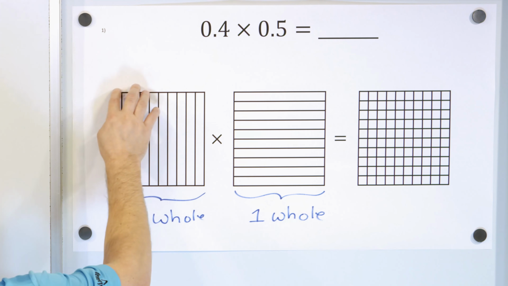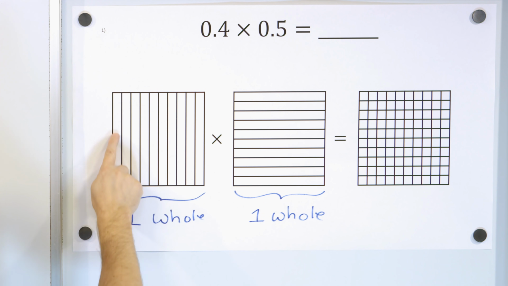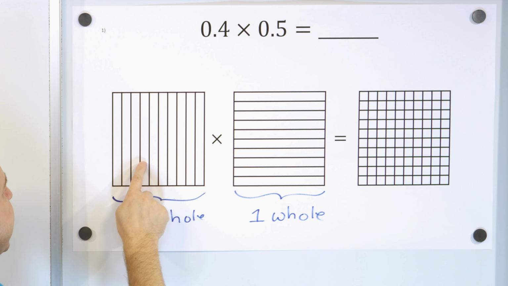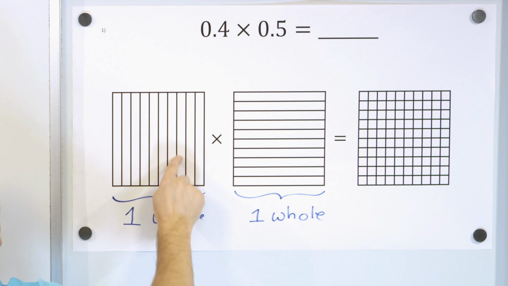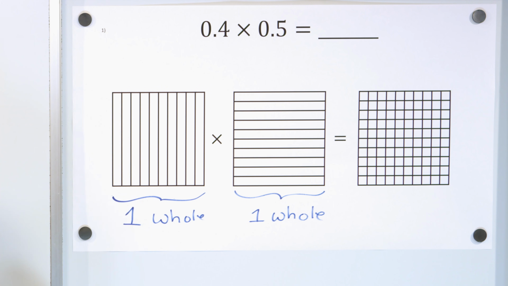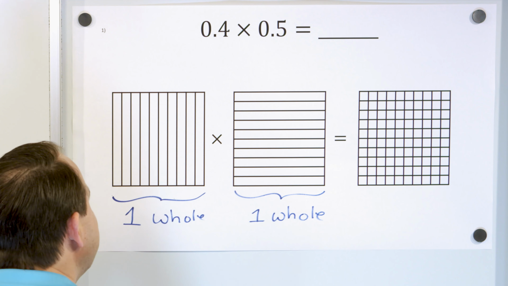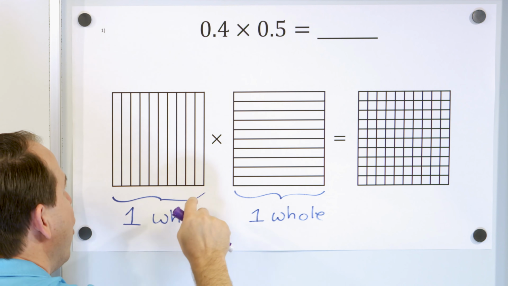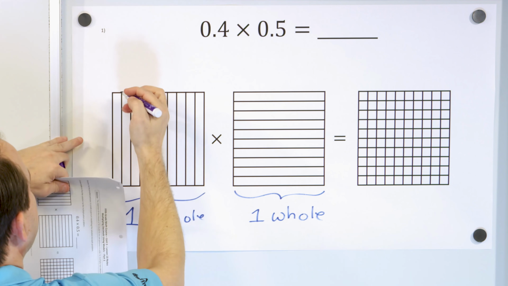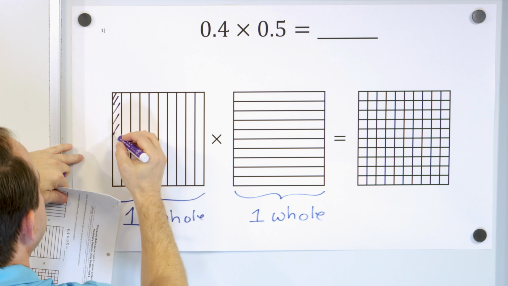So if we want to represent 4 out of 10 pieces, notice I've already chopped this into 1, 2, 3, 4, 5, 6, 7, 8, 9, 10 pieces. This is 10 equal pieces. This whole is cut into 10 equal pieces. So if we want to represent what 0.4 really looks like, then we'll take the whole and we will only discuss or talk about 4 of those 10 pieces.